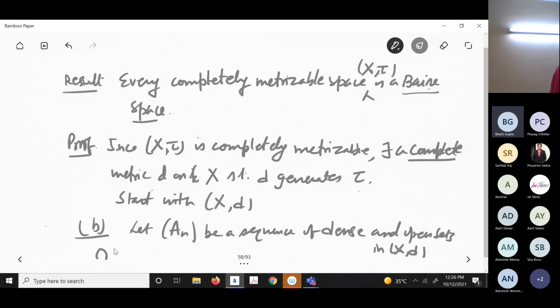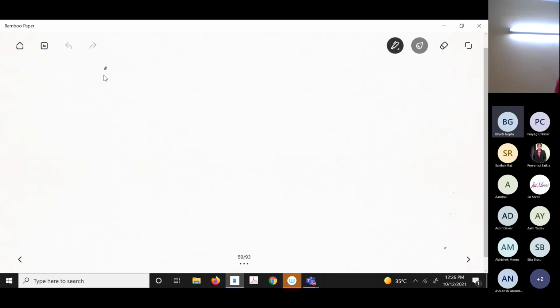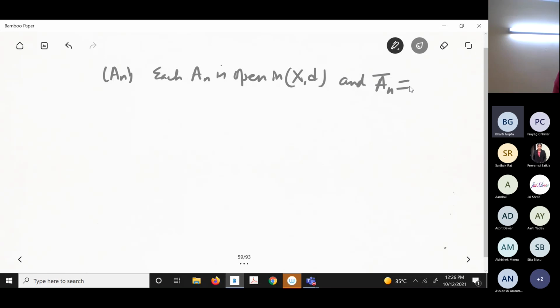I'll have to show this. This is dense, equal to X. I told you I'll prove that. So look, you are taking this. Now look, you have this: each A_n is open in (X, d) and the closure of A_n equals X. Okay, this is the given hypothesis.